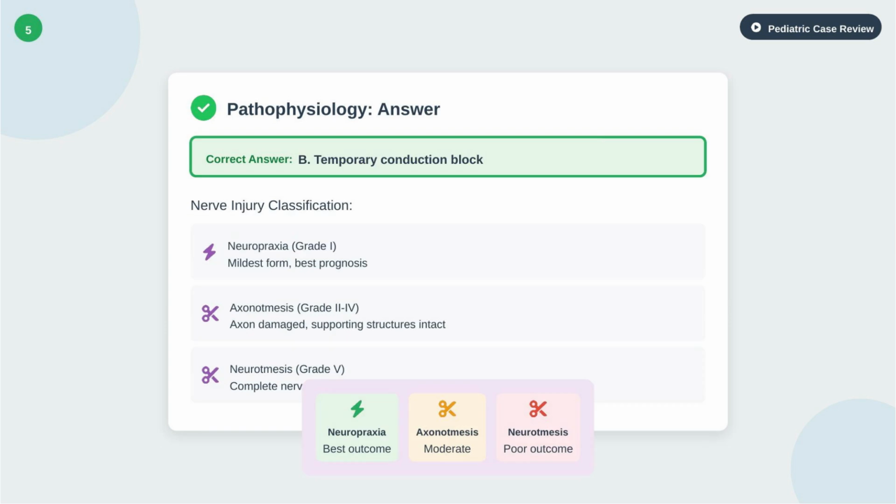Temporary conduction block. Neuropraxia represents the mildest form of nerve injury, involving temporary disruption of nerve conduction while preserving the axon itself. This type has the best prognosis, with typical recovery within 3 months. More severe injuries include axonotmesis, where the axon is damaged but supporting structures remain intact, and neurotmesis, where complete nerve disruption occurs. Understanding these classifications helps predict recovery potential and guides treatment decisions.